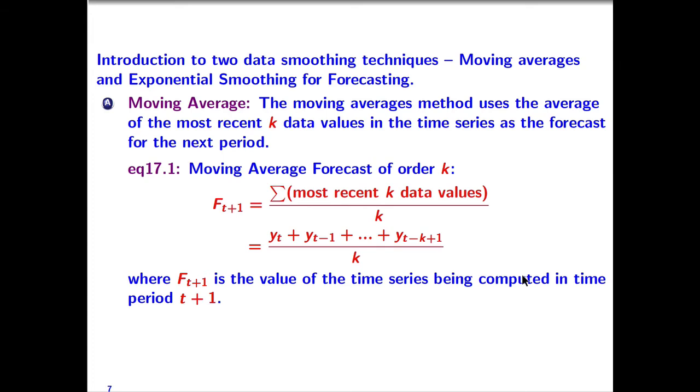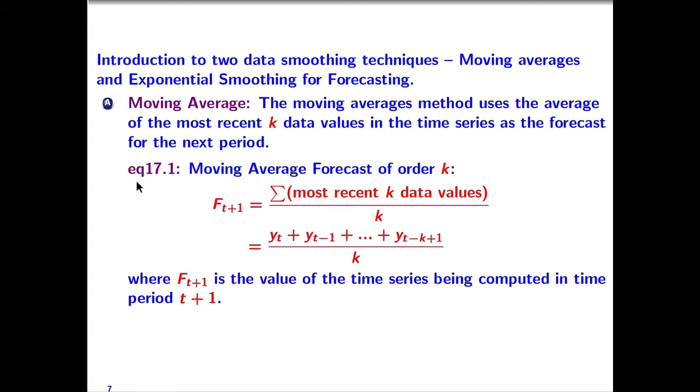Next, we will introduce two techniques for forecasting. Both involve data smoothing techniques. The first one on the list is the moving average. Moving average is a very useful smoothing technique for forecasting. The moving average method uses the average of the most recent k data values in the time series as the forecasting value for the next period.